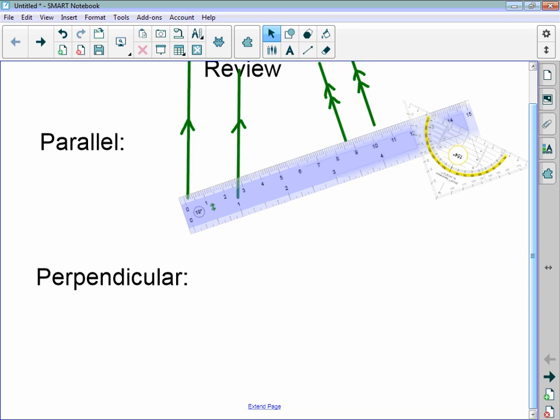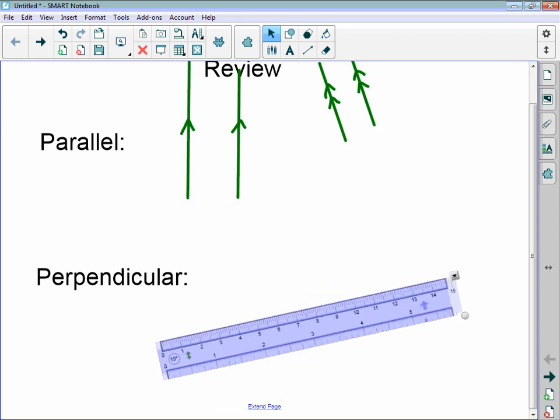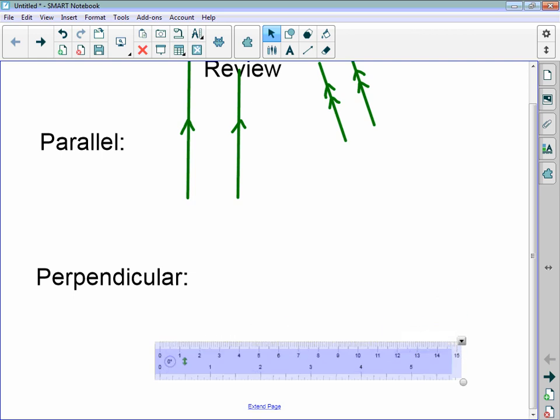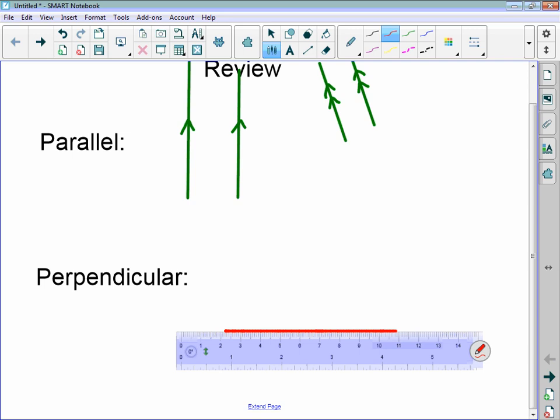Now if we wanted to draw perpendicular lines, perpendicular means going in opposite directions, 90 degrees from each other. Again, there's many ways, but here's, I think, the simplest way. I'm going to take my ruler and draw a line along my ruler, and I can now label this. I'm going to pick a point.